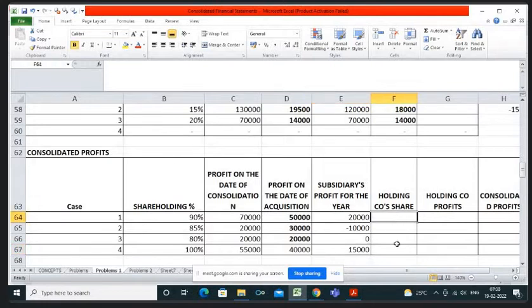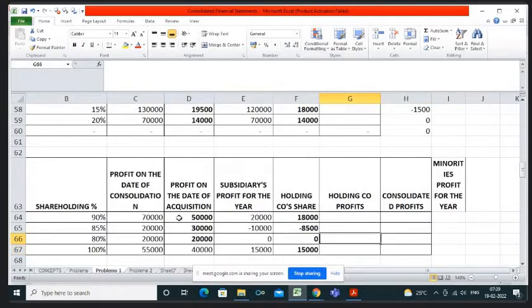So how much profit belongs to the holding company? This 20% and 20,000 into 90%. 18,000 belongs to the holding company. In other cases, 8,500 loss belongs to the holding company. There is no profit or loss. The fourth case, there is a 15,000 profit of subsidiary. The entire thing belongs to the holding company because shareholding is 100%.